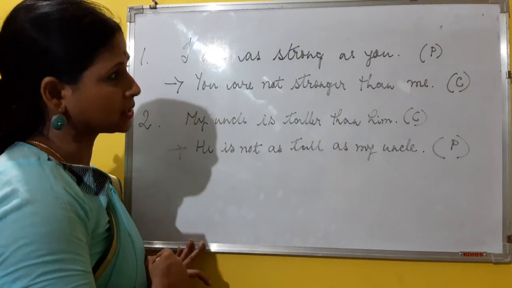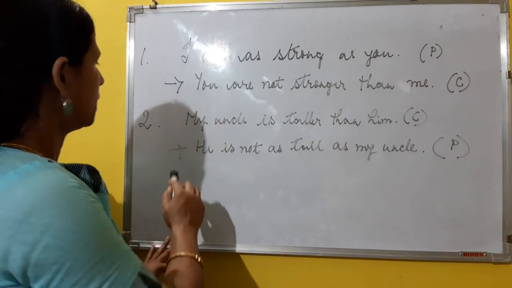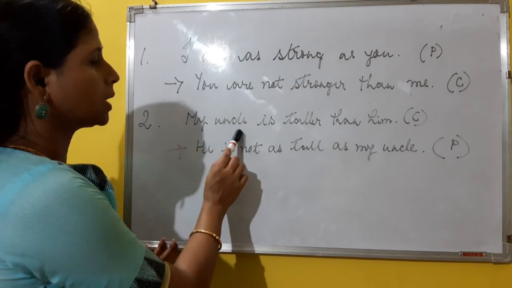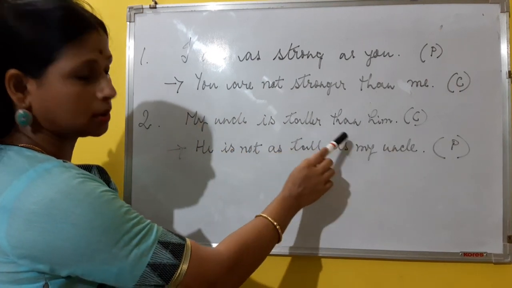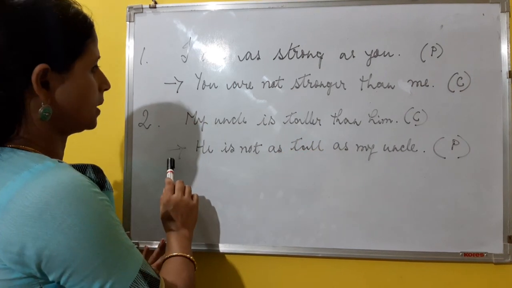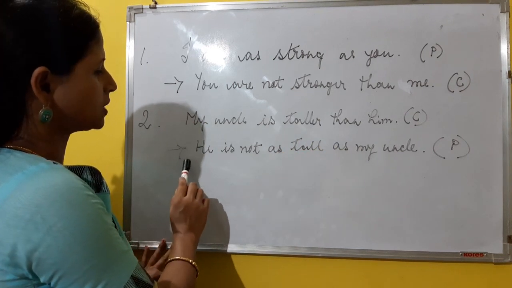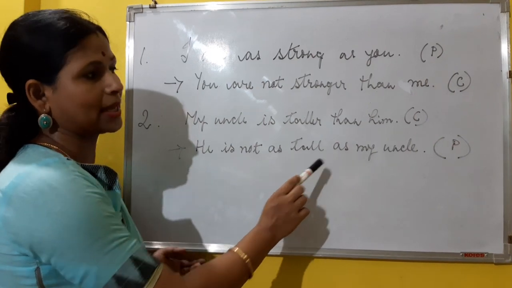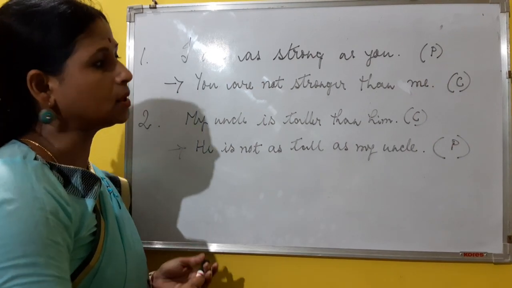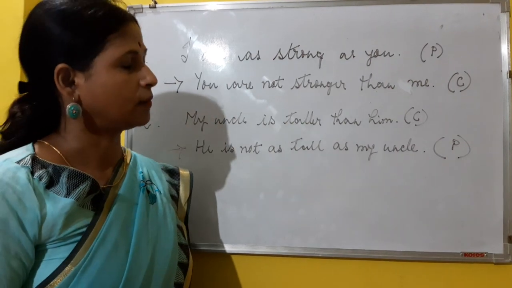So this is the first example that I wanted to show. Now the second one, my uncle is taller than him. This is taller, comparative degree. And if we are to change it to positive, he is not as tall as my uncle. So this is the positive form.